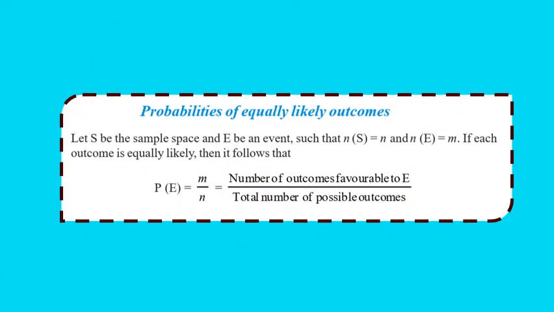Now, what is the probability of equally likely outcomes? As we have learned in the earlier classes, if S is the sample space and E is any event, such that the number of elements in S is n and the number of elements in the event set E is m, then the probability of the event E will be equal to m upon n, where m is the number of favorable outcomes to E and n is the total number of possible outcomes. Clear? So pause and note down this point.